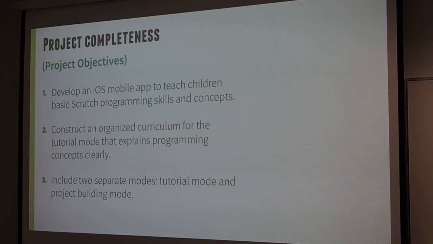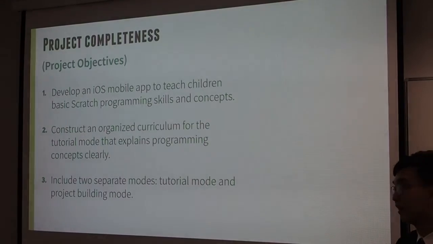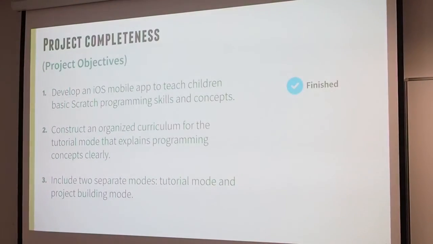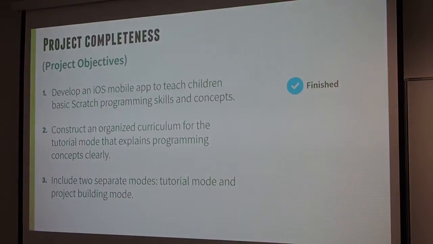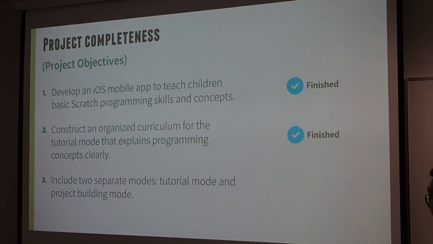Now we'll give a summary of what's been done, and we will compare the project completeness by comparing the outcomes with our objectives. First, to develop an iOS mobile app to teach children basic Scratch programming skills and concepts. We finished it because we successfully developed an iOS app, and we have a good introduction to the basic Scratch programming skills and concepts.